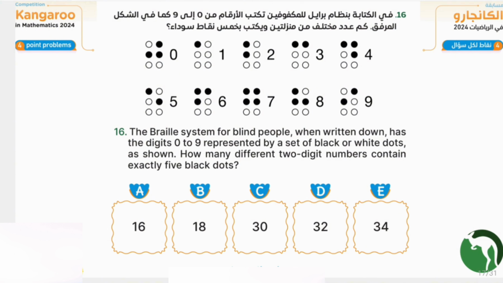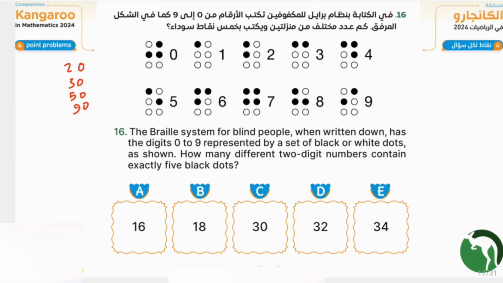Okay, let's now start with 0. Because 0 cannot be put in the tens place, we are just going to put it in the units place, and here we'll put 0. And 0 contains 3 dots, so we need another digit with 2 black dots. So we have 2, and we have 3, and we have 5 and 9. So we have 4 numbers here with the situation of 0.